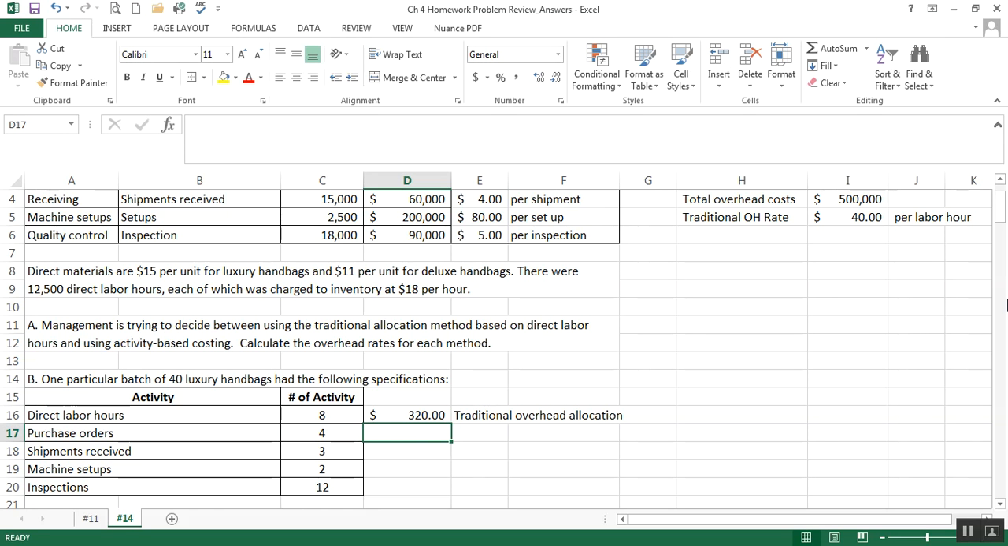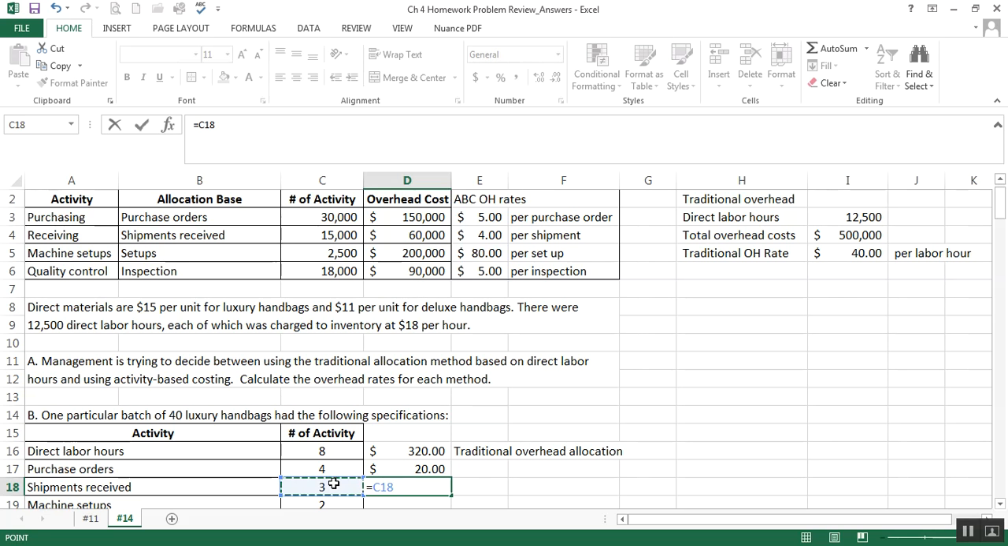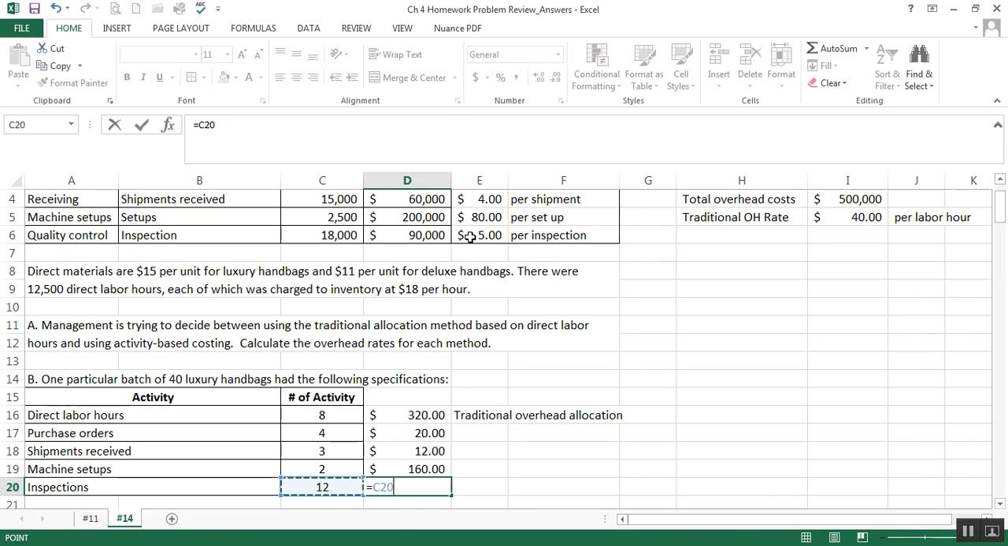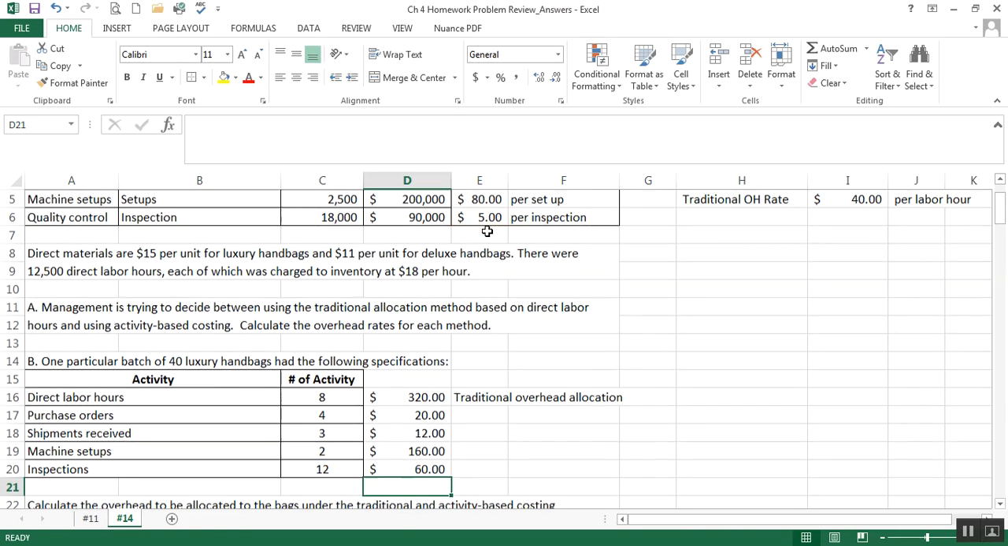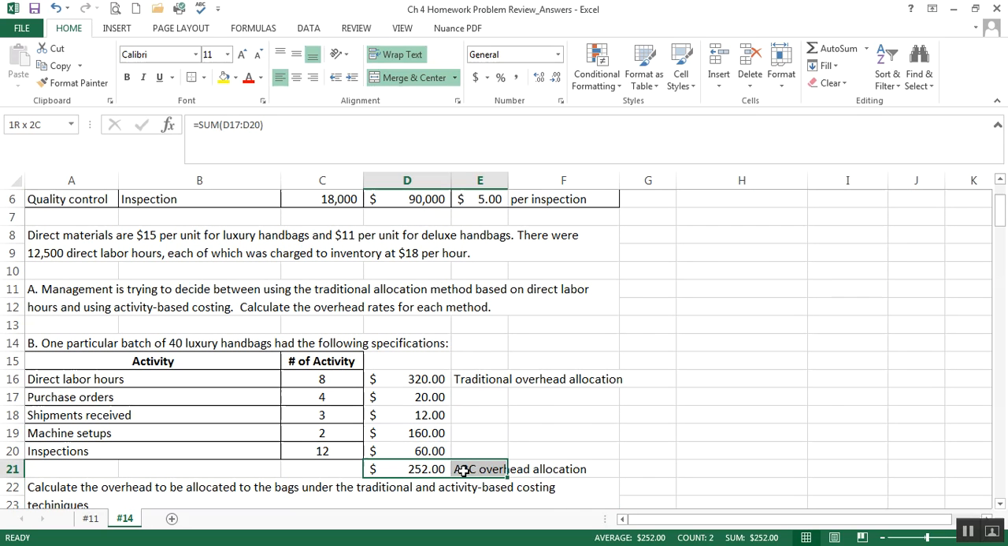Okay. Now let's look at the ABC method. So we have 4 purchase orders at $5 each. We have 3 shipments at $4 each. We have 2 machine setups at $80 each, and then 12 inspections at $5 each. So the total of these costs are our ABC overhead allocation. So we're going to add these up, the $20 down to $60, and it gives us $252 for this batch of 40 handbags.